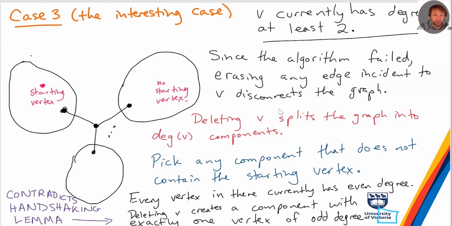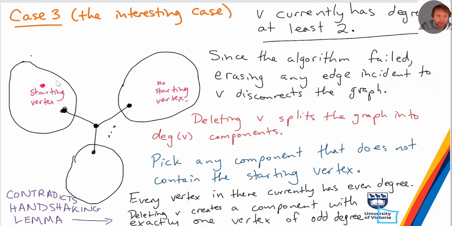So since the algorithm failed, what that means is that there's no good choice for the next vertex. The current vertex is V. All of the current neighbors of V are potential candidates for the next vertex of the circuit. And if the algorithm fails, then none of those choices were any good, because for every choice, if I go to that vertex and erase the edge, it'll disconnect the graph.